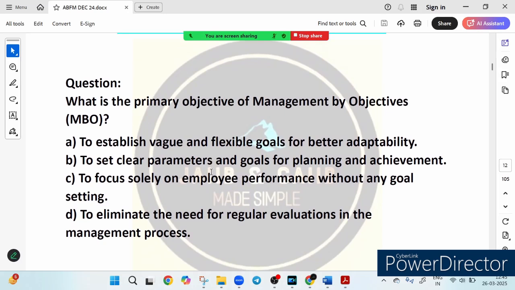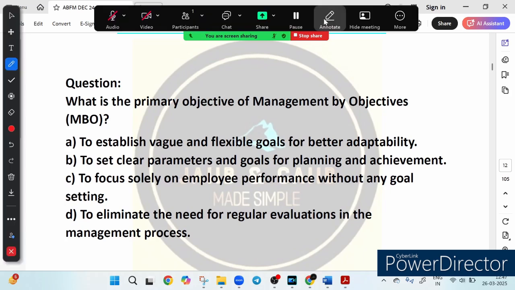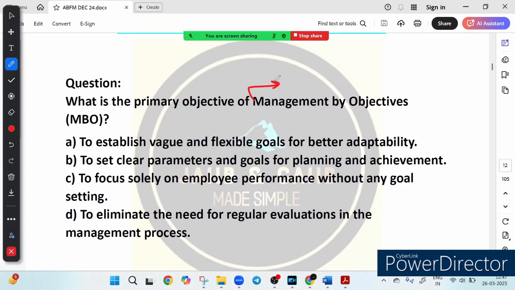So friends, the options are: to establish vague and flexible goals for better adaptability, to set clear parameters and goals for planning and achievement, to focus solely on employee performance without any goal setting, to eliminate the need for regular evaluation in the management process. What is the objective of MBO? MBO is a management approach that focuses on setting clear goals and working toward achieving them. So the question is asking what is the main purpose of this approach.